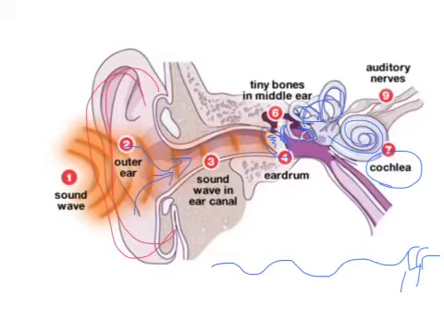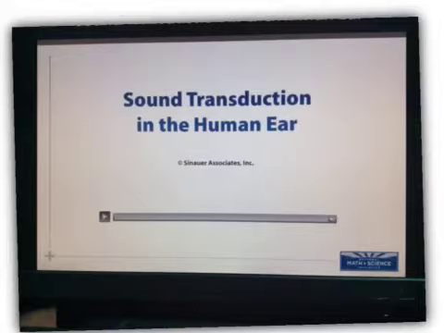And then that information is sent along the vestibulocochlear nerve back to the brain, back to the temporal lobe of the brain to be processed. Okay? So we've got one more video on that, and then after that video, we are all set with the nervous system.